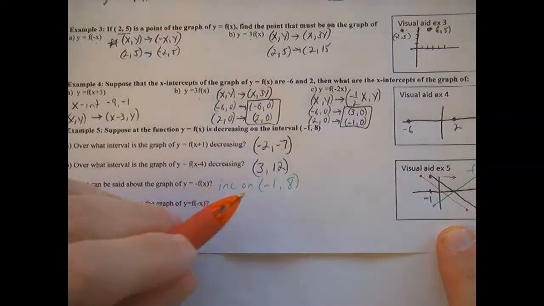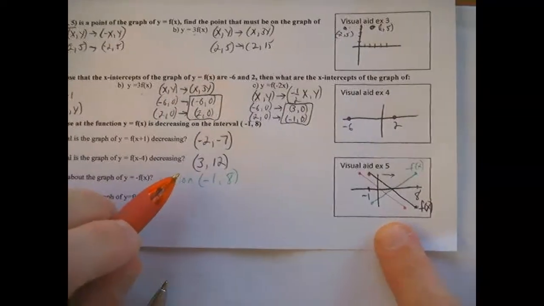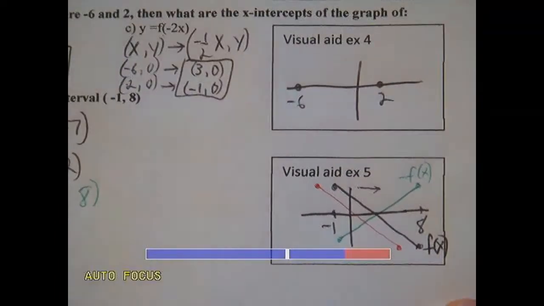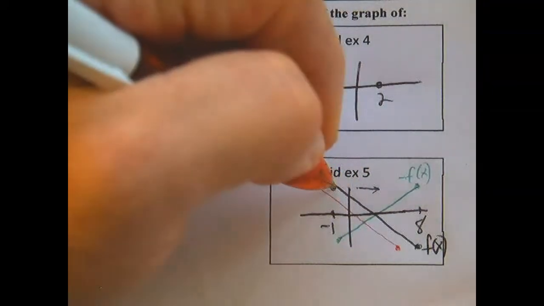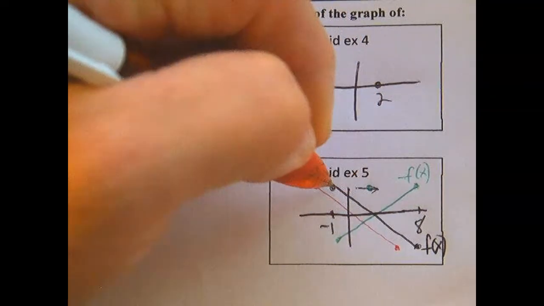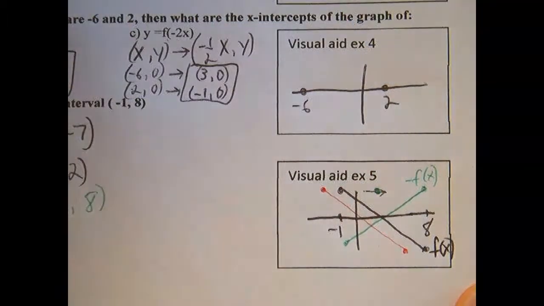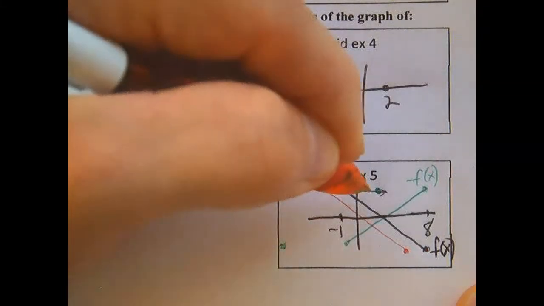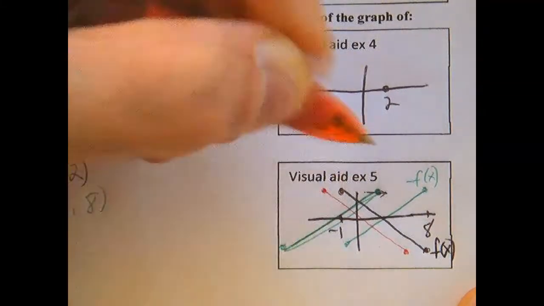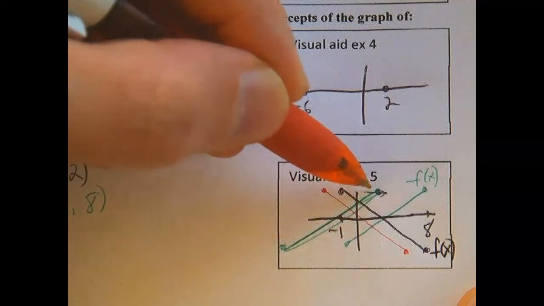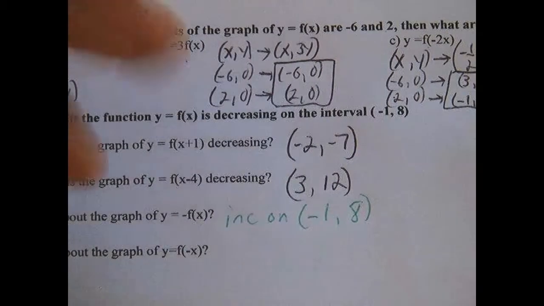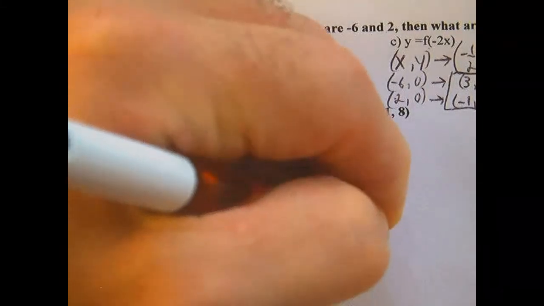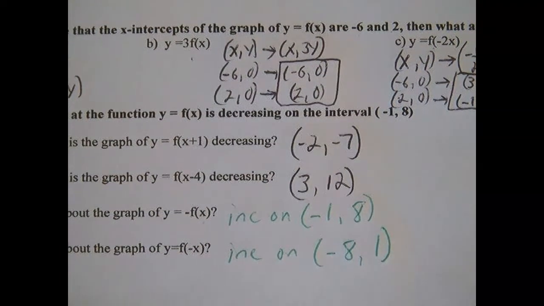Okay, what about if we reflect it the other way? Let's think about this again. Take the original function, and now we're reflecting this horizontally. So this one right here is going to come over here. What was at -1 is going to move to +1, and what was at 8 is going to move over here to -8. And what do we get? We get a function that is increasing from -8 to +1. So that's what we can tell: it's going to be increasing on the interval from -8 to +1. Okay, I hope you found this video helpful.